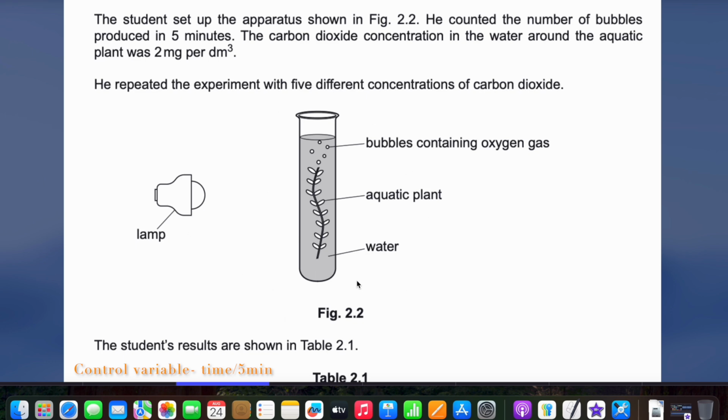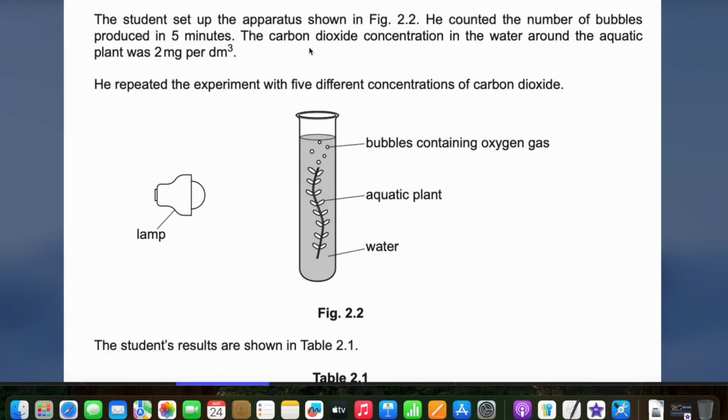If you look at the figure 2.2, we can identify at least 2 more control variables. Here we have a lamp, and we know that the lamp is the source of light. Light is an important factor that affects the rate of photosynthesis. The more light you give to the plant, the more photosynthesis happens, and the more bubbles will it produce. Well, during these 5 trials, obviously, the light intensity should be kept the same to make the experiment fair. So light intensity, not the lamp, but the light intensity as your answer should be as one of the control variables.